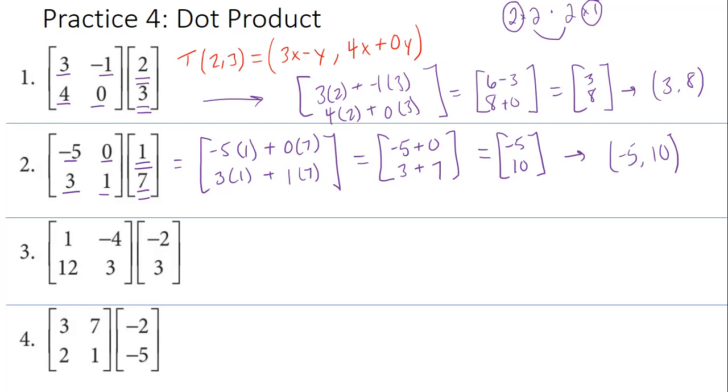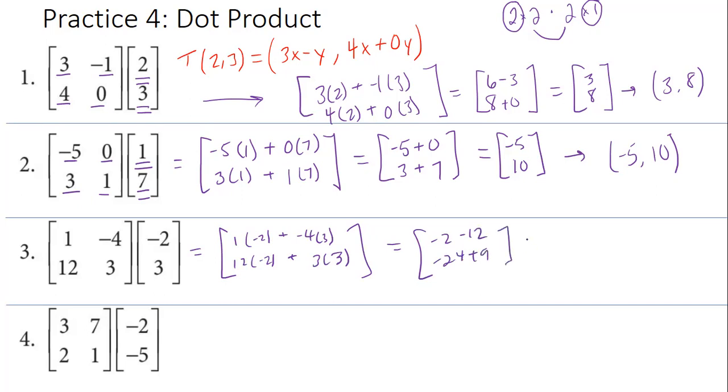See how we did. So on the first one, we should have done 1 times -2 plus -4 times 3. Then we had 12 times -2 plus 3 times 3. And we're doing good. -2 minus 12, -24 plus 9, and we end up with negative 14 and negative 15. Good job, guys.